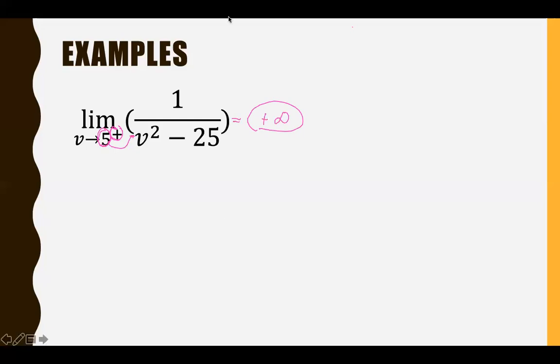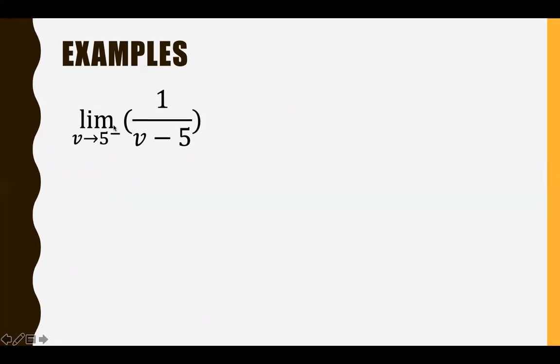All right, let's proceed to another example. What if you are asked to solve this one? The limit of 1 over v minus 5 as v approaches 5 from the left. As mentioned, this is the tricky part. Why? Because this time we are approaching from the left, unlike the previous example, where we approached from the right, so it was automatically positive infinity. But for this, v is now approaching 5 from the left.